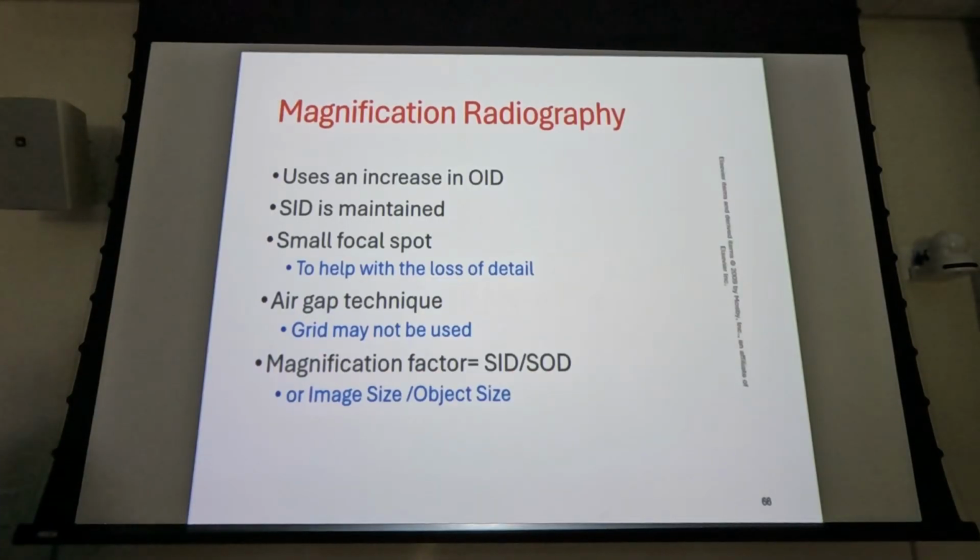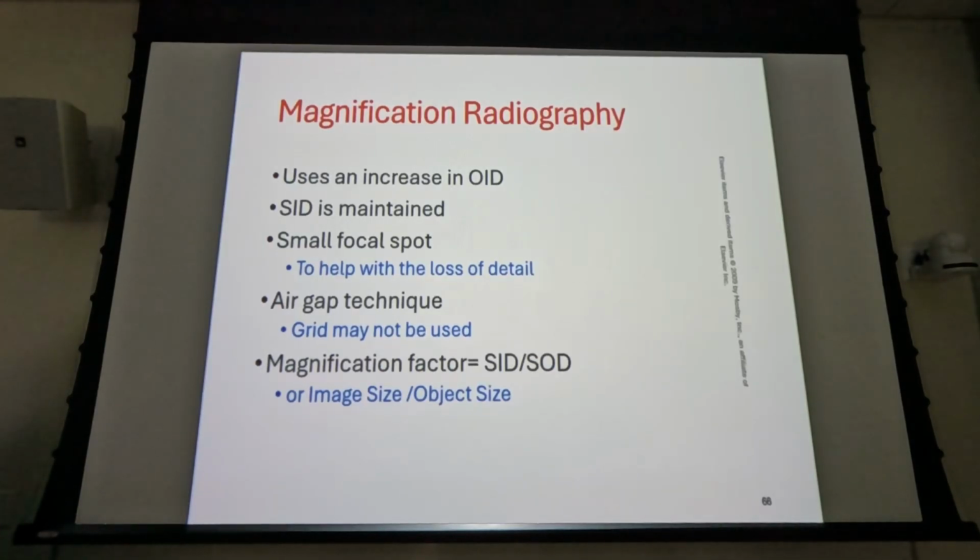So know the factors in your magnification factor. What is SOD? Source to object distance. So how do you find source to object distance? Subtract OID from the SID. I think you were going backwards with it, but yeah, you're going to wind up in negative numbers there. But subtract OID from SID, that gives you SOD.